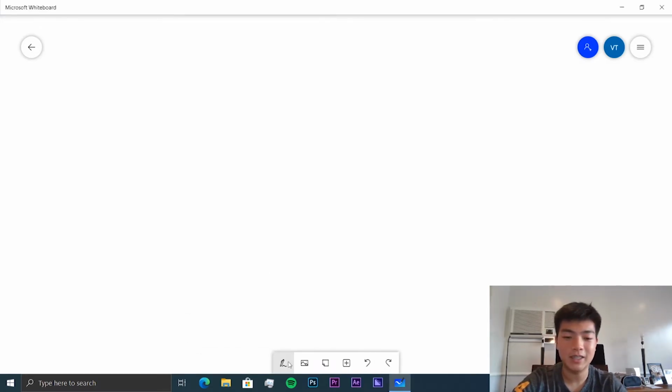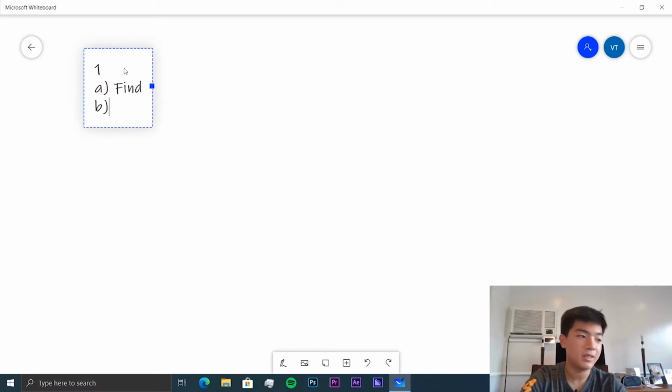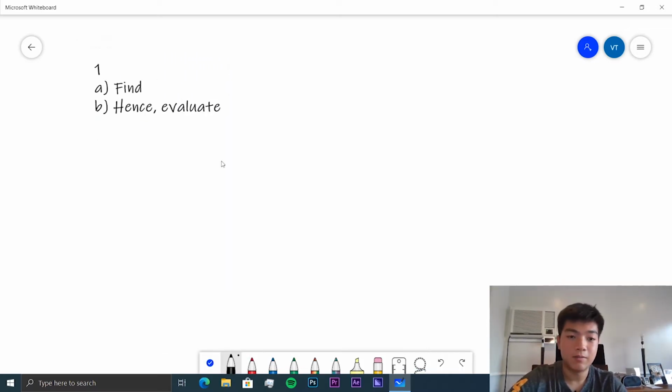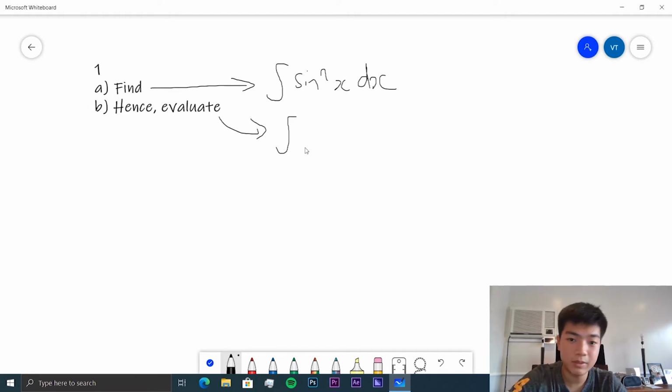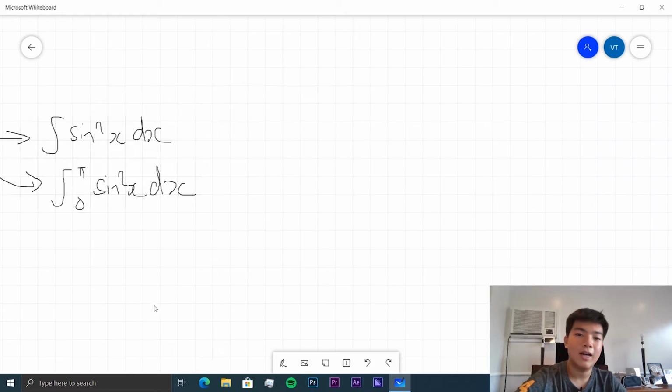The first question is 2 parts. First, we need to find the integral. Let me just write, hence evaluate. First, we need to find the indefinite integral of sine squared x dx. And then hence we need to evaluate the integral between 0 and pi of sine squared x dx. So how do we find this integral here?